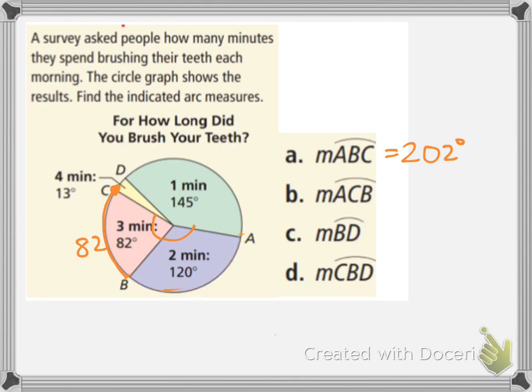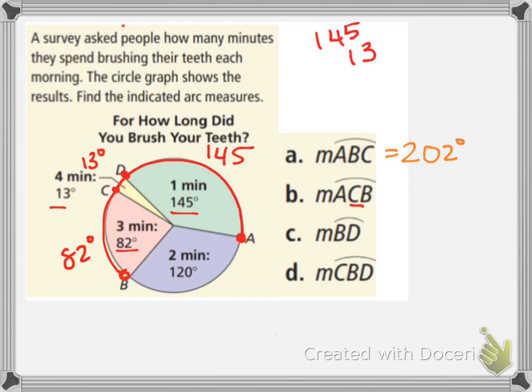All right, then we'll do ACB. Starting at A, we want to go in the direction of C. So we're going to go up around towards C and then end at B. We're going to add from A to D is 145, from D to C is 13 degrees. Again, we're looking at the degrees, not necessarily the minutes. And then this last piece is 82 degrees. So we're going to add them all together. I'm going to write it off to the side: 145, 13, and 82.